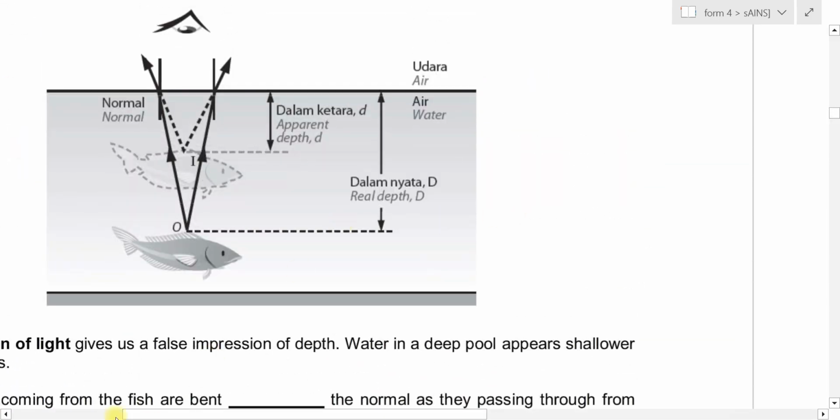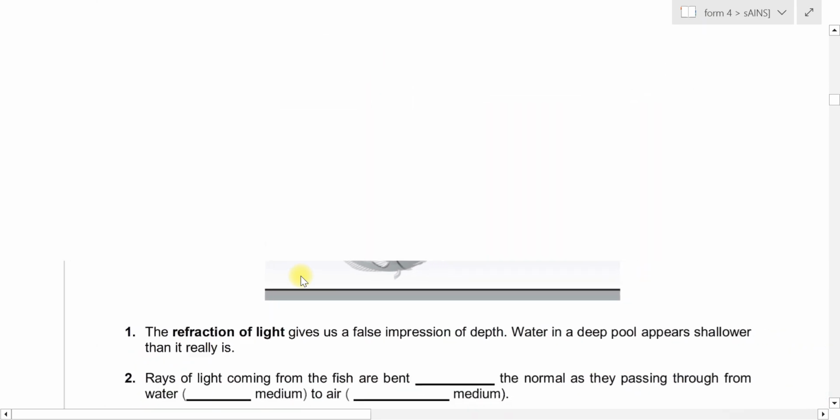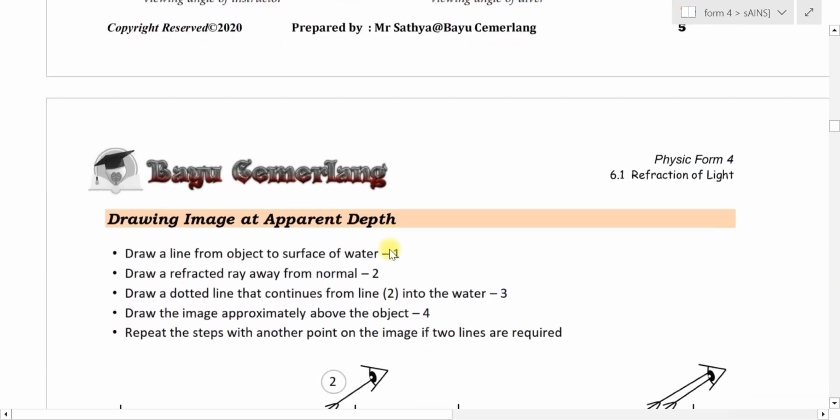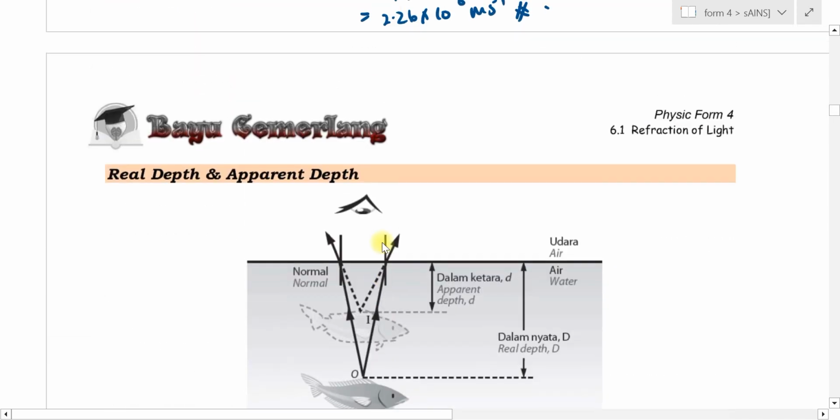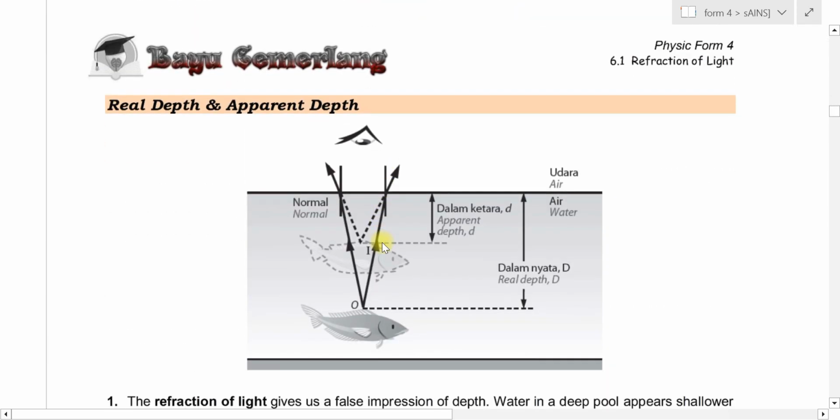Okay, next one is the real depth and apparent depth. Yang ni saya habiskan teori, then we can finish drawing. Dia take time, so we will finish that on next class lah. Okay, baik, kita tengok dulu.